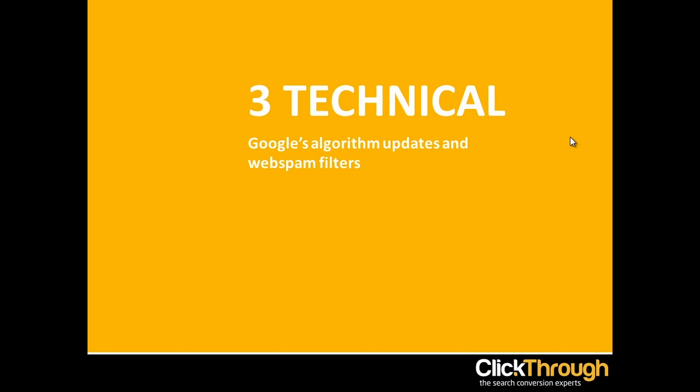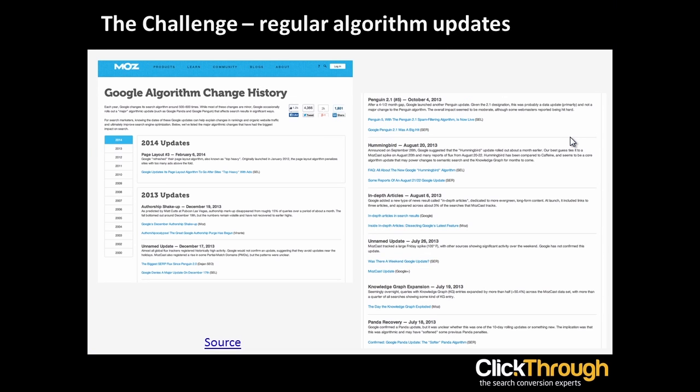So in the final section, I'm just going to briefly talk about sources for keeping up to date with Google's changes. If you're a full-time SEO, you'll know these, but many on the call may not be, and they need to keep up with the latest changes. So probably the best top-level view is the Moz Google algorithm history, and you can see that 2014 has been relatively quiet so far. So worth bookmarking that, checking it out perhaps once a month.